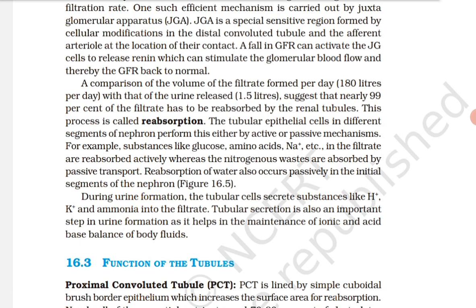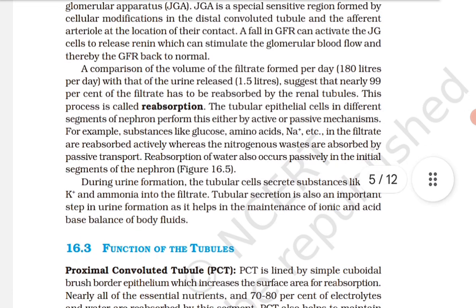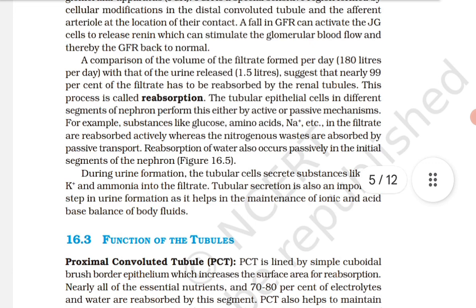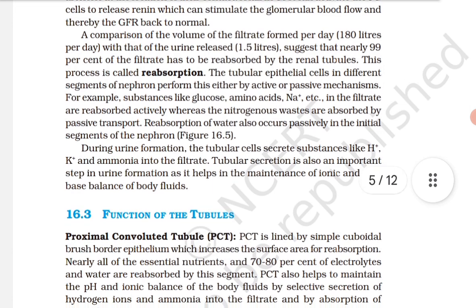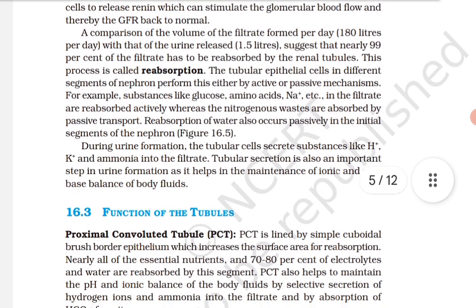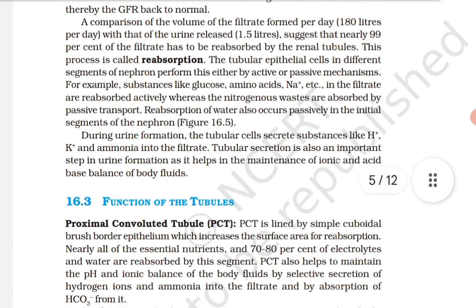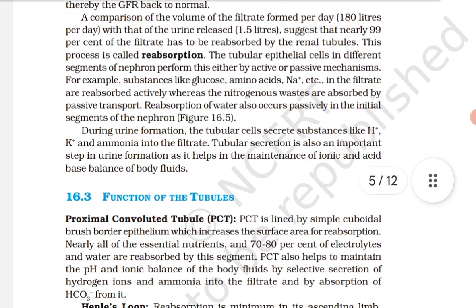For example, substances like glucose, amino acid, sodium, etc. in the filtrate are reabsorbed actively. कौन होते हैं actively? Glucose, amino acid और sodium in the filtrate are reabsorbed actively, whereas the nitrogenous waste are absorbed by passive transport. जो nitrogenous waste होते हैं कैसे absorb होते हैं? Passive transport से. The reabsorption of water also occurs passively in the initial segments of the nephron. During urine formation, the tubular cells secrete substances like H positive, hydrogen and K positive, that is potassium and ammonia into the filtrate.